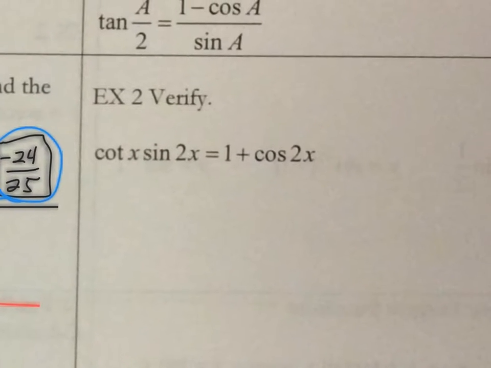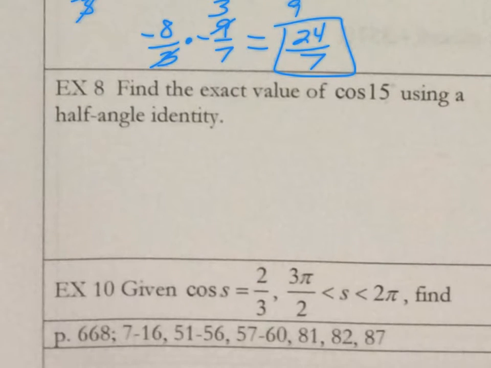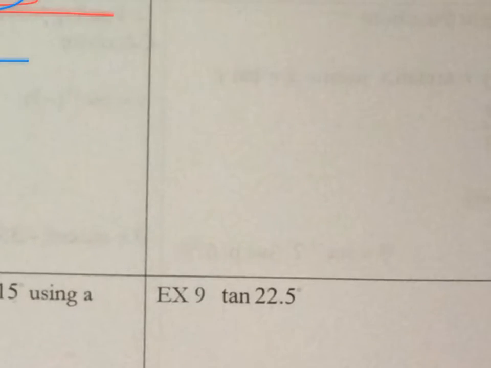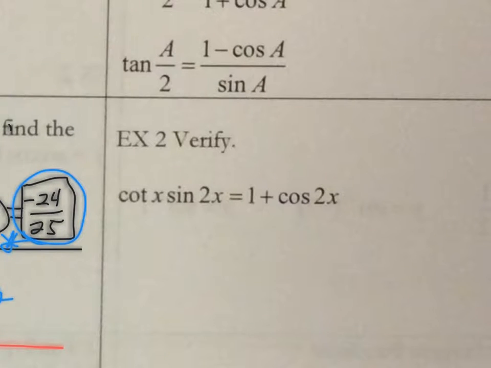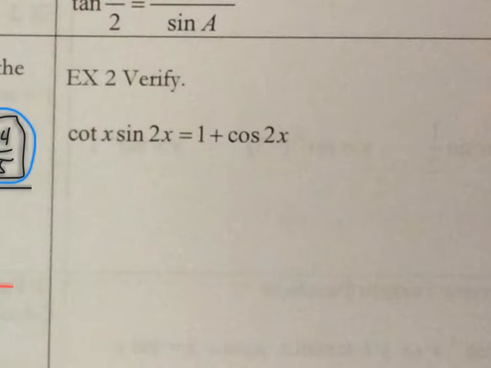Okay, now what else do we have in this section? Let's take a look here. Okay, so you're going to have some problems like that. You might see some problems like this as well, where you have some identities to verify, just like we did in section 2. Now here's my suggestion. If you get a double angle identity, always replace it with what it's equal to. So you can choose to start on either side here.